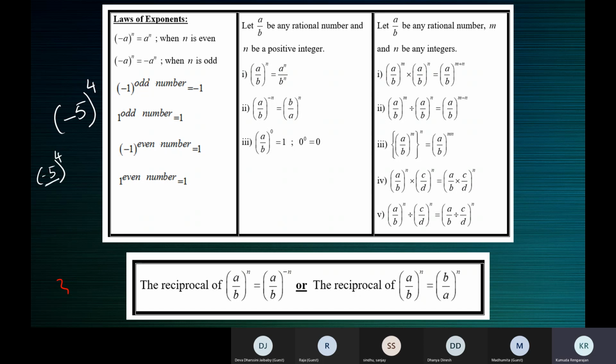So see here, this is minus a, minus 5 to the power 4. To the power 4 meaning raised to an even power. This is minus 5 multiplied with itself 4 times: minus 5 into minus 5 into minus 5 into minus 5. So minus into minus is plus, plus into minus is minus, minus into minus is plus. So it's going to be a positive 5 to the power 4, which is 625.